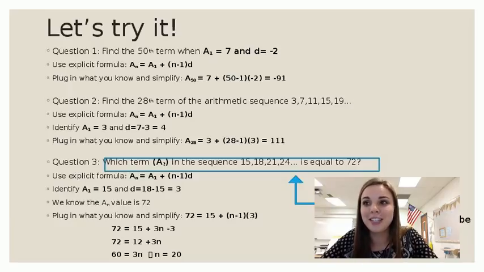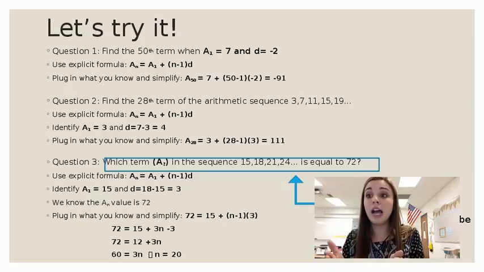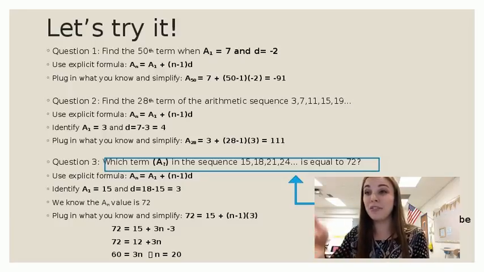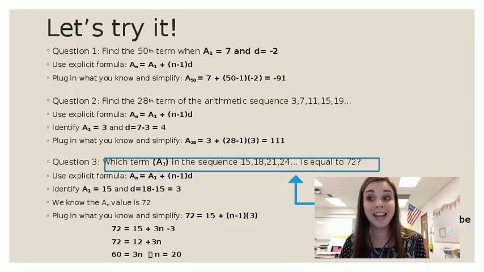Alright, question 3. This was the tricky one. This says which term, and I put a sub question mark to try to help you out there, in the sequence given is equal to 72. So we're no longer trying to find the value of a term. We're trying to find when it happens. If you see my little sidebar there, when you have a question asking when or which term something happens, you're actually going to be solving for n in the equation.